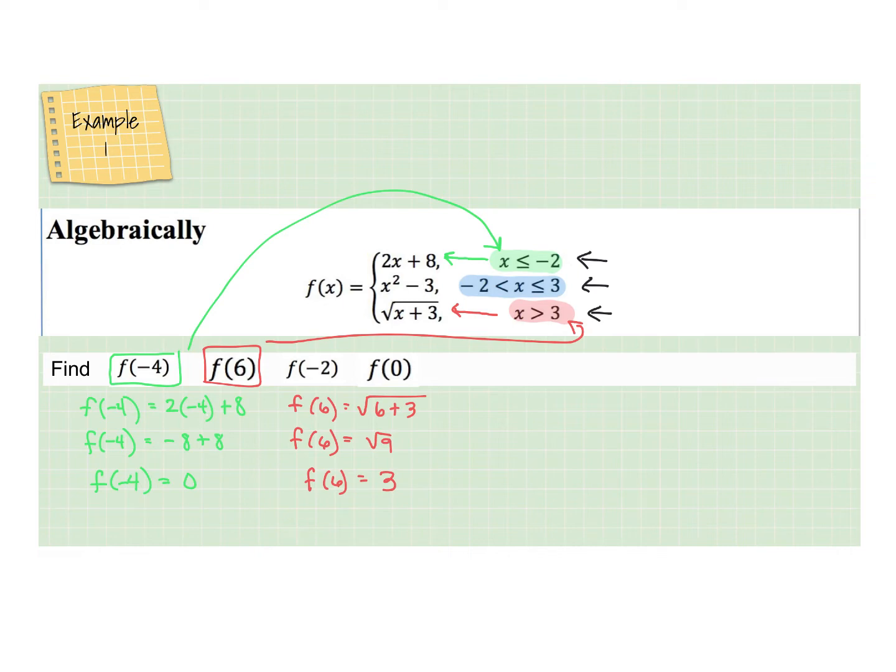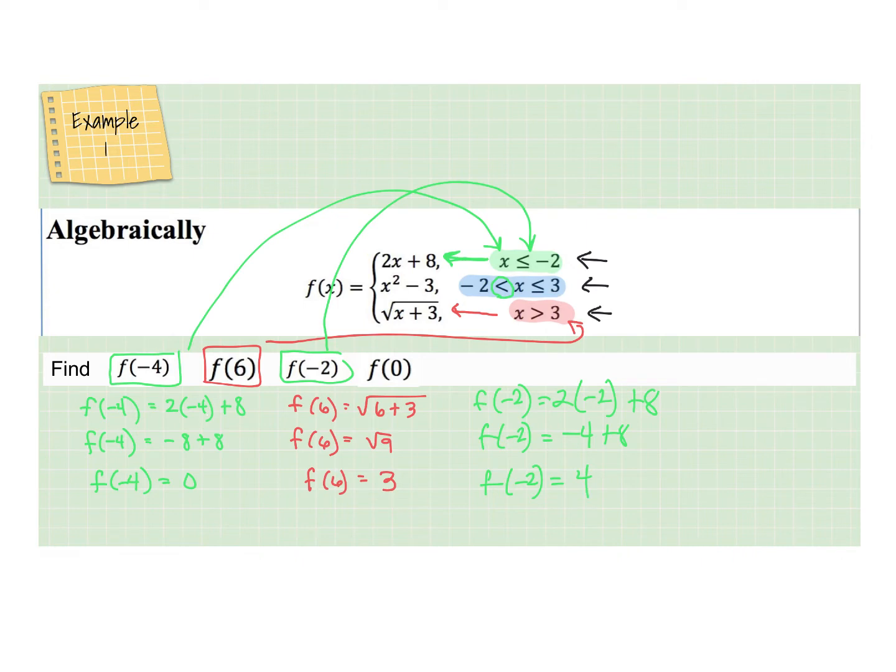Next one, we have f of -2. F of -2 is part of this function because it can equal -2. If you notice, this one right here doesn't have the equal sign, therefore it's not part of that function. So again, I'll be using this function once again. So I have f of -2 is equal to 2 times -2 plus 8. Function of -2 is equal to -4 plus 8, and function of -2 is equal to 4.